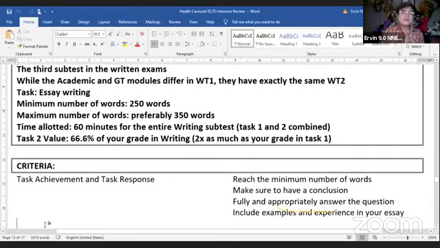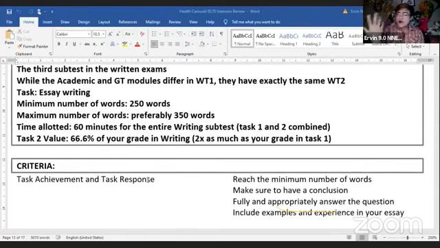Okay, there you go, guys. That's task achievement and task response. Basically, when do we call it task achievement and when do we call it task response? In the actual examination, you call it TA or task achievement if it's writing task 1. You call it TR or task response if it's writing task 2.